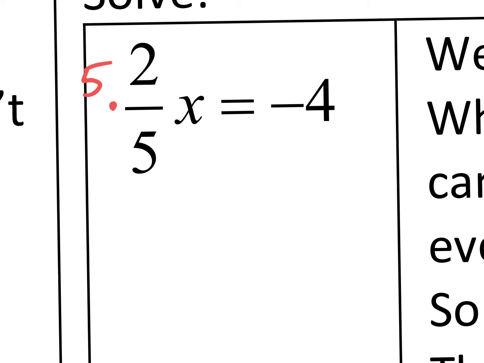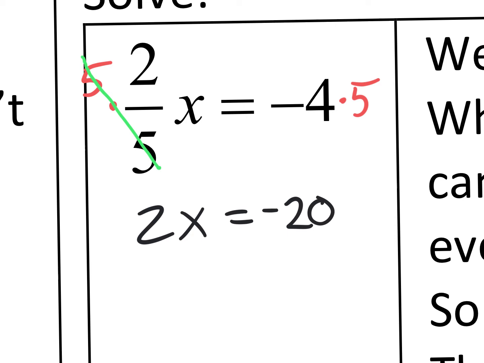And of course, what you do to one side, you must do to the other side, so multiply by 5 over there to keep the balance. And as you could see, the 5 up on top divided by 5 on the bottom will eliminate. So that will just leave us the 2x, and that's a lot easier than the original equation. So of course, -4 times 5 is -20.